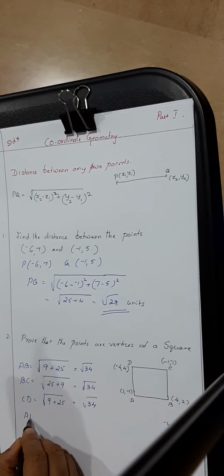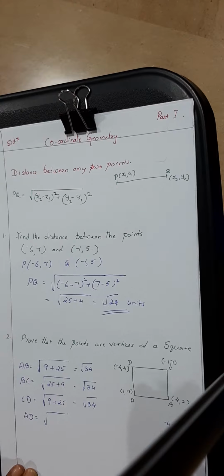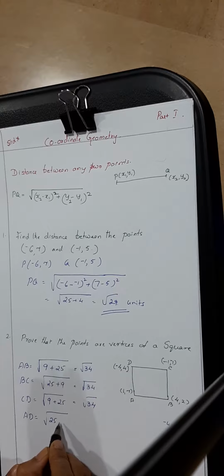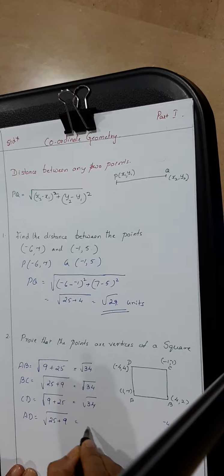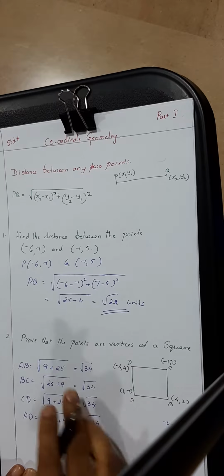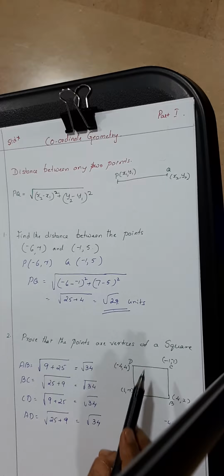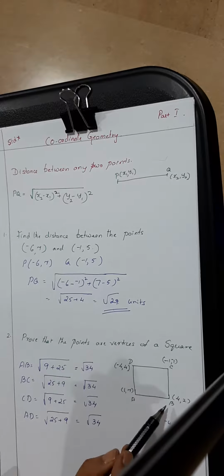Now AD is equal to root of, again minus 4 minus 1 is minus 5, so 25 plus 4 minus 7 is minus 3, 9, is equal to root 34. Now you got all the sides are equal. Now here, to prove it is a square, if all the sides are equal, it can also be a rhombus. But here you have to prove a square. So the property of a square is that the diagonals are also equal.